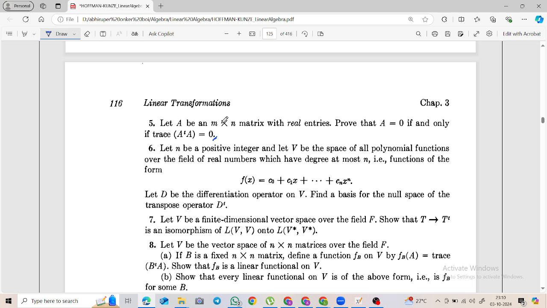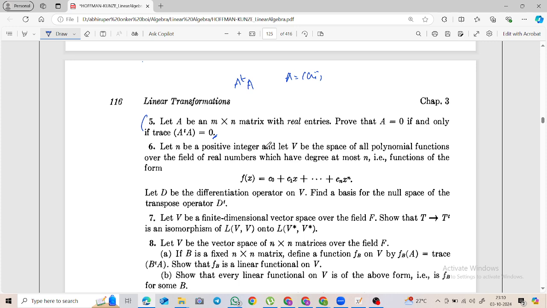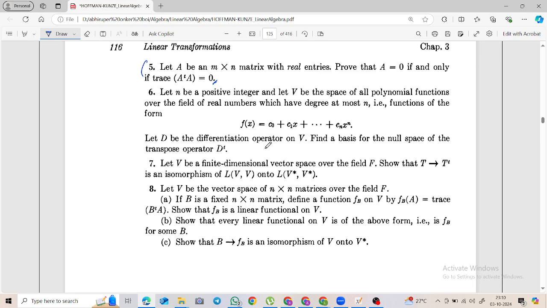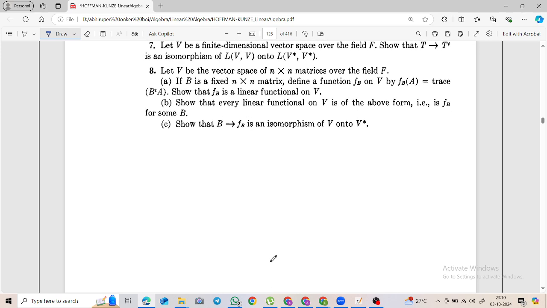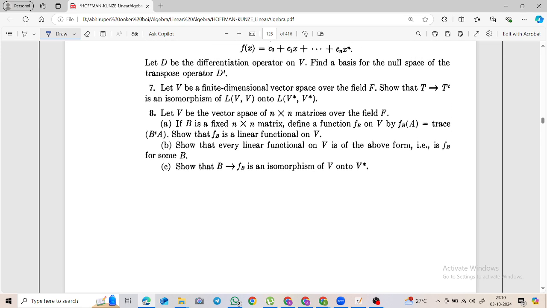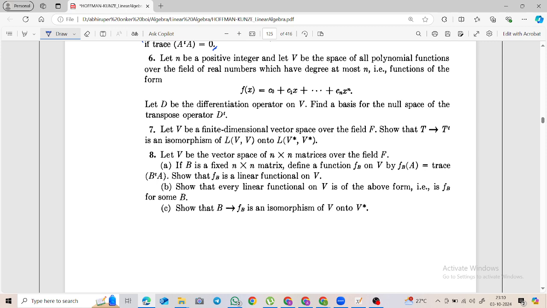This is doable. Just compute A transpose A. Nothing else. Just take A to be A_ij and compute A transpose A. Let n be a positive integer. Functions over the field of real numbers which have at most degree n.